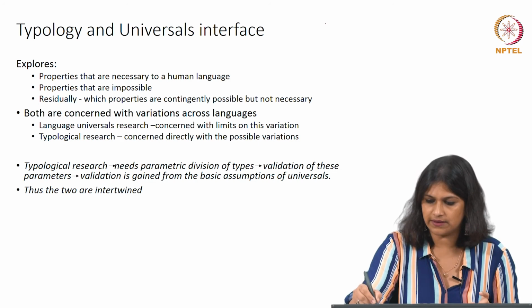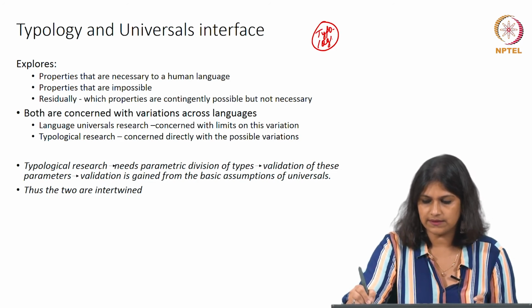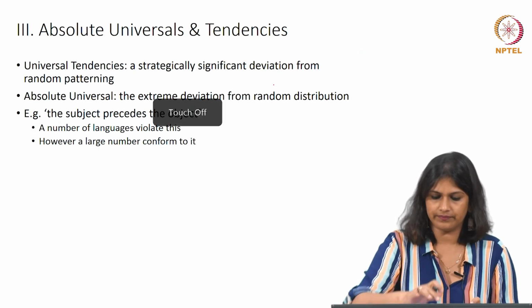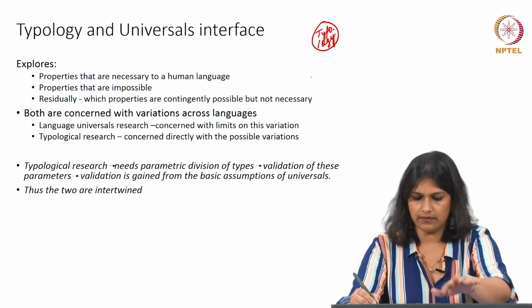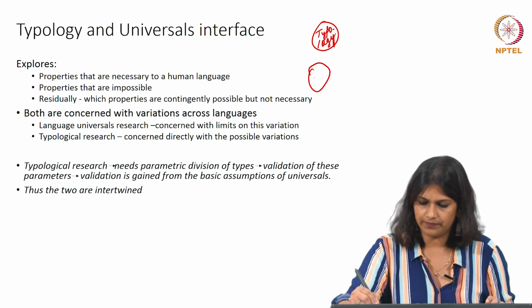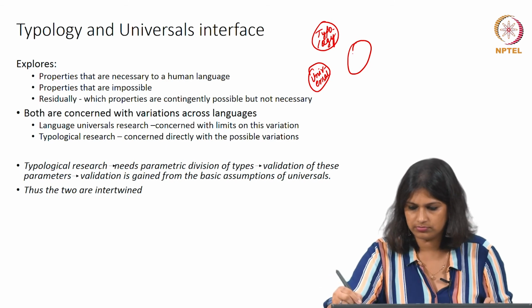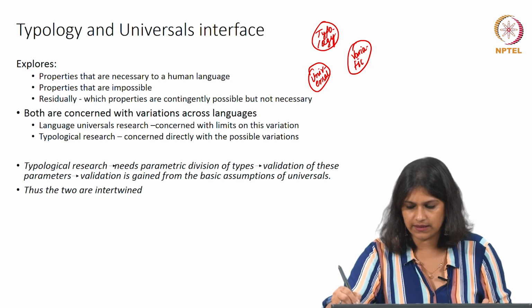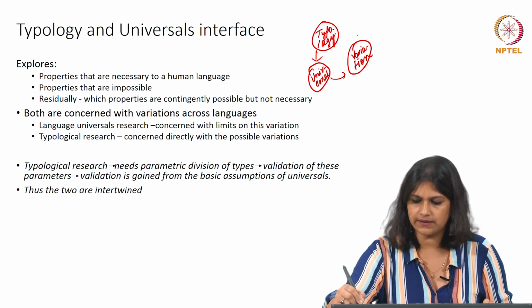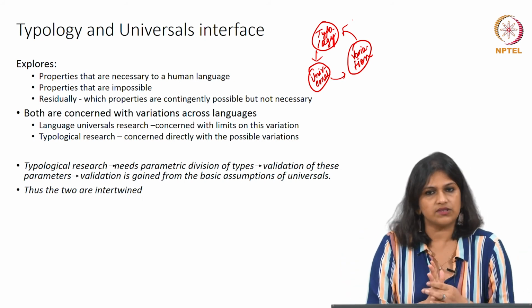So, they are interrelated. Let us say this is typology, and here you have universal, and here you have, let us say, variation. Okay. So, these three things are related to each other. You can actually put them together, it is not unidirectional.